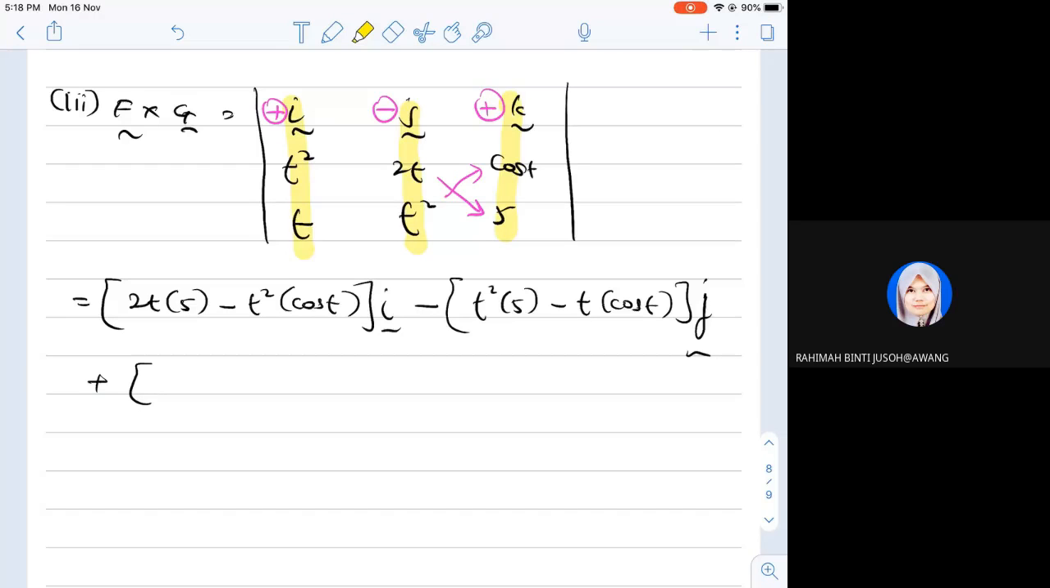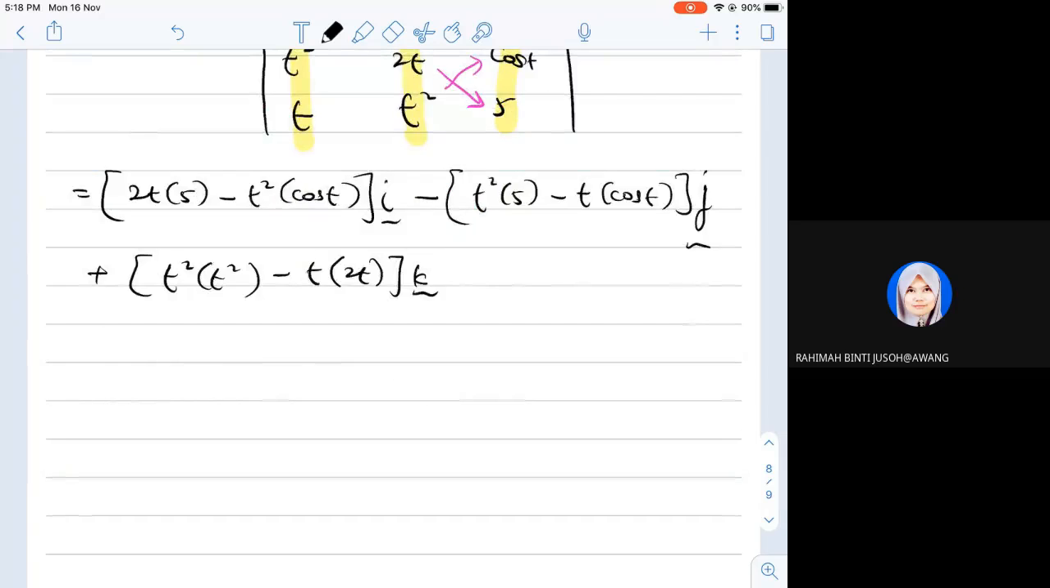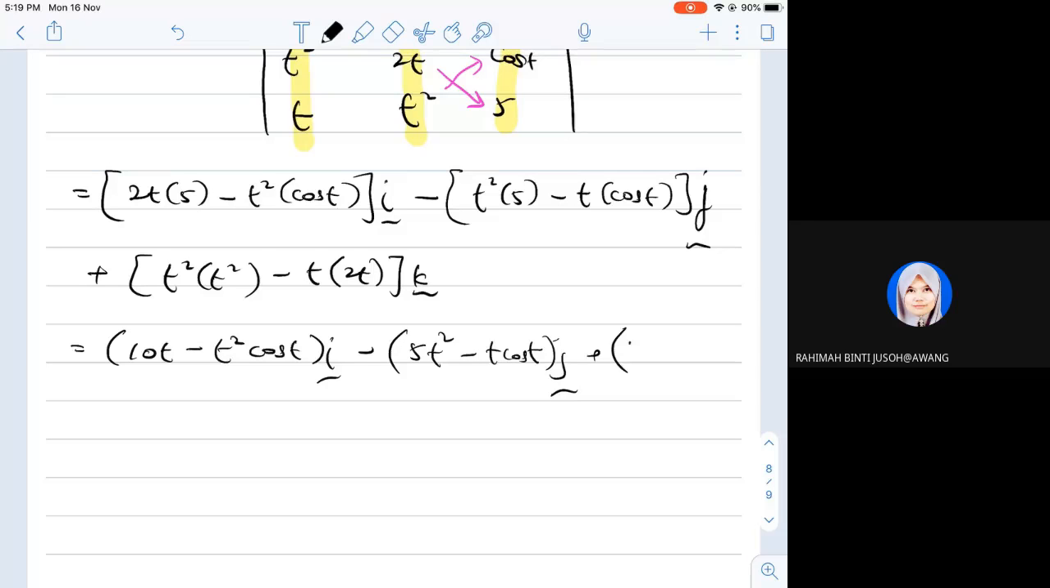So you are now closing the first and second column. So t squared times t squared minus t times 2t. This is for the k direction. So we will have (10t minus t squared cos t) i, and then minus (5t squared minus t cos t) j, and then plus (t to the power of 4 minus 2t squared) k. That's it.